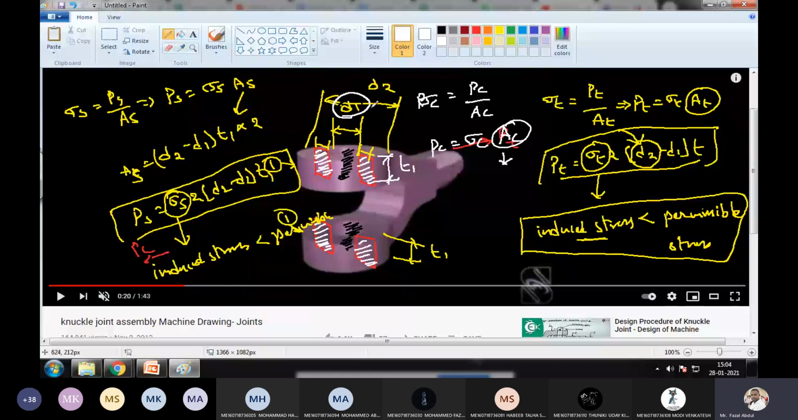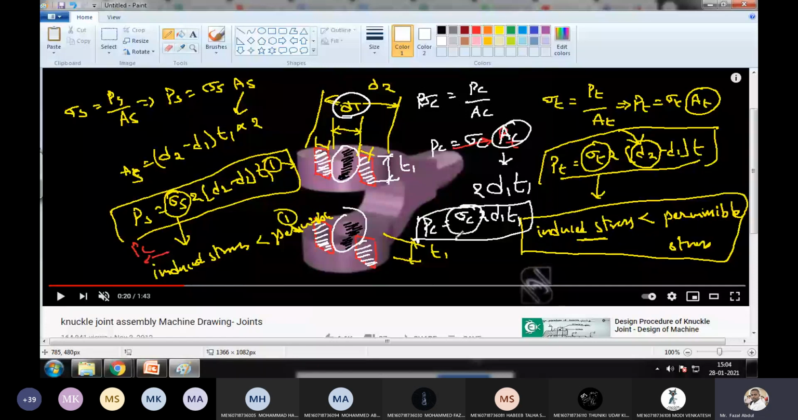This type of failure is happening on both sides, here and here, so for that reason we multiply with 2. Now Pc equals sigma c into 2 into d1 into t1. So with this equation, the induced stress is going to be verified.